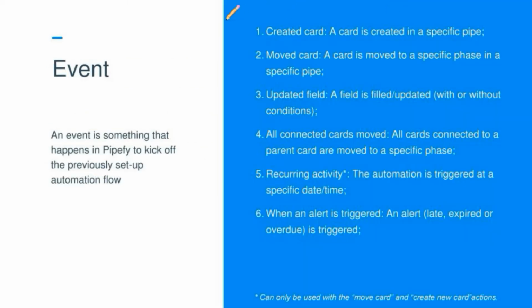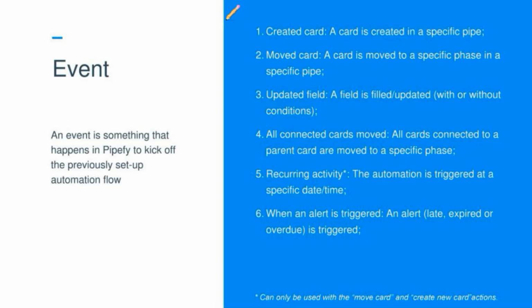An event is something that happens in Pipefy to kick off the previously set up automation flow. We currently have 6 different events. Created card, which means that the automation is triggered when a card is created in a specific pipe. Moved card, a card is moved to a specific phase in a specific pipe. Updated field, the automation is triggered when a field is filled or updated with or without conditions. We're going to talk about conditions in a few minutes.